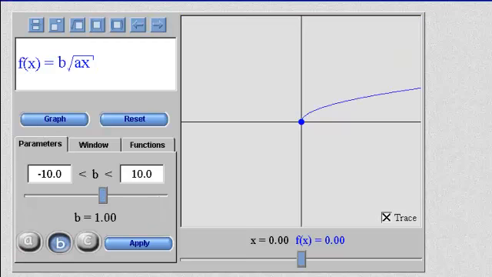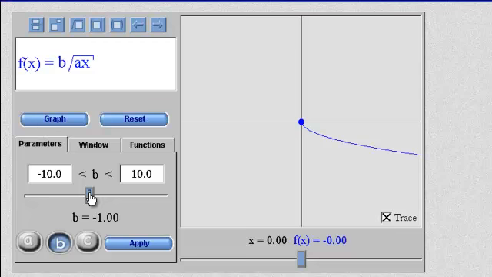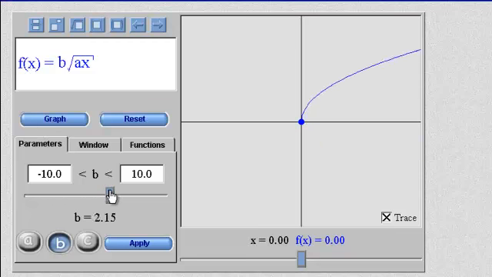Here's my square root function again. I'm going to watch as b reflects him across. As b is negative, I'm going to reflect him across the x. See, b is negative, reflecting him across the x-axis. Notice as b becomes large, I have my vertical stretch. As b becomes a fraction less than 1, I have a vertical shrink. So put him back on 1.